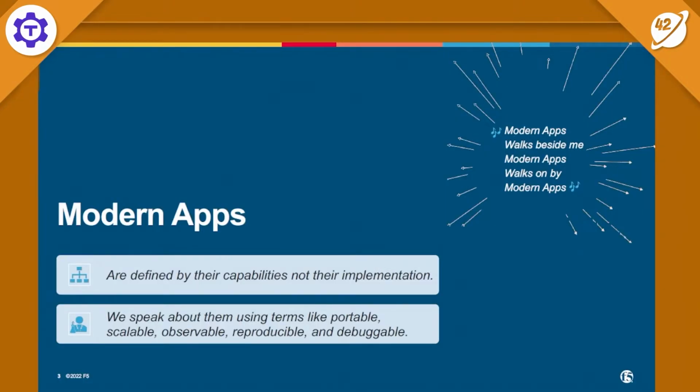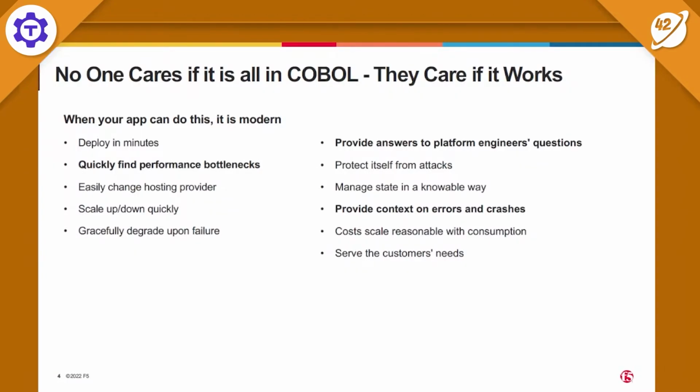It's not defined by its implementation. It's defined by its capabilities. We think of these when we talk about modern apps in terms of portability, scalability, observability, reproducibility, as well as debuggability. Last word is, by the way, quite a mouthful to say. So modern applications really have certain feature sets, but they are not implementation details. I don't care whether you write this in COBOL, heaven forbid, Fortran 8 and 95, it doesn't matter. What really matters is that it works.